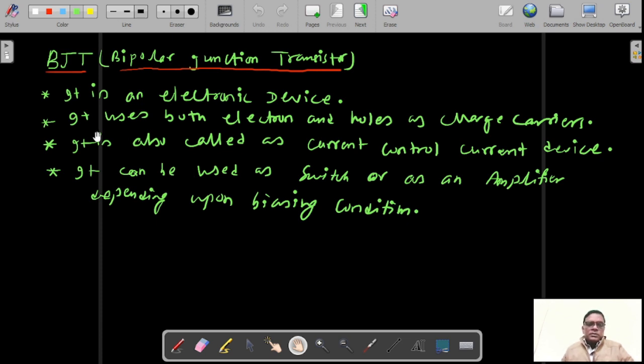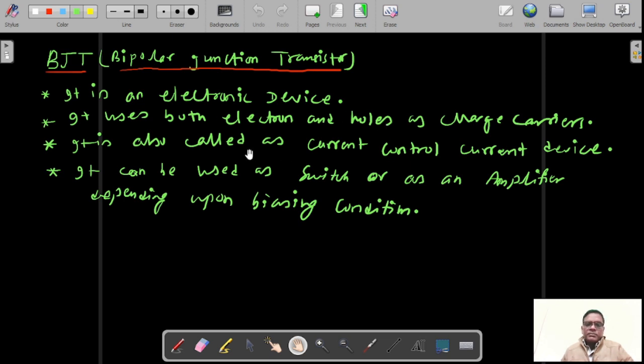So why is it called a bipolar junction transistor? It comes from the concept that it uses both electrons and holes as charge carriers. So in the case of a BJT, both electrons as well as holes contribute to the current.